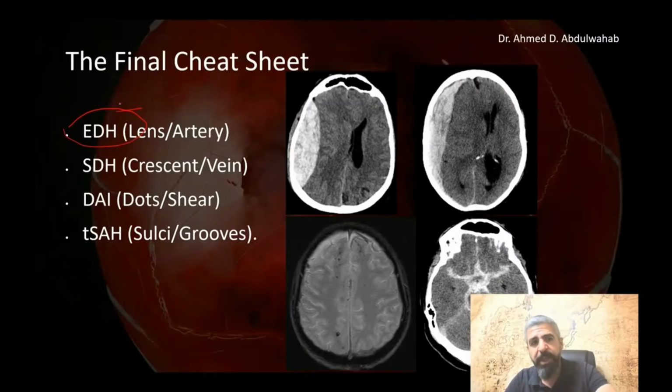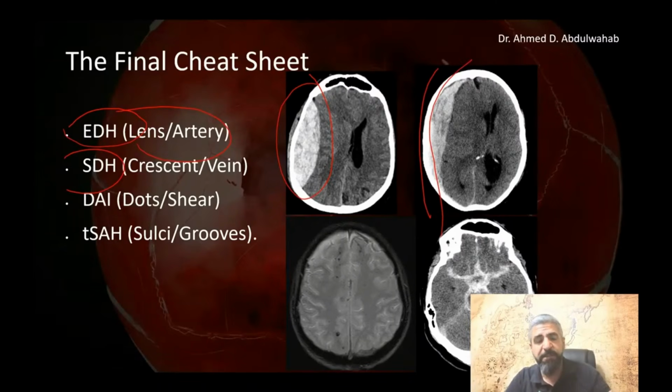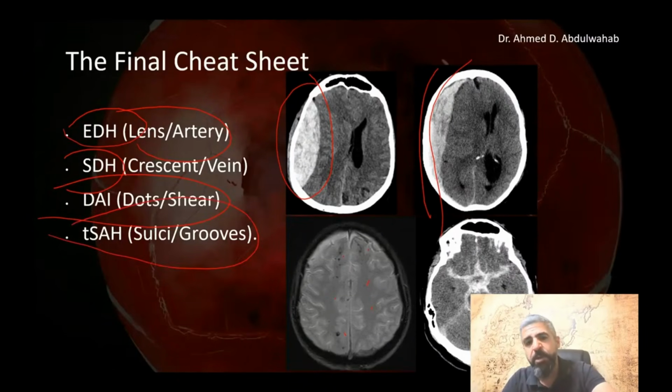Epidural hematoma, it's lens and it's an artery. Subdural hematoma, it's crescent shape and it's venous blood or vein. Diffuse axonal injury, it's dots on SWI or MRI, and subarachnoid hemorrhage is going into the sulci and the groove.